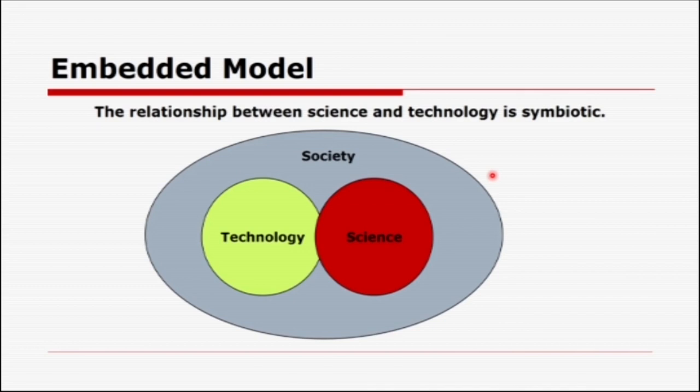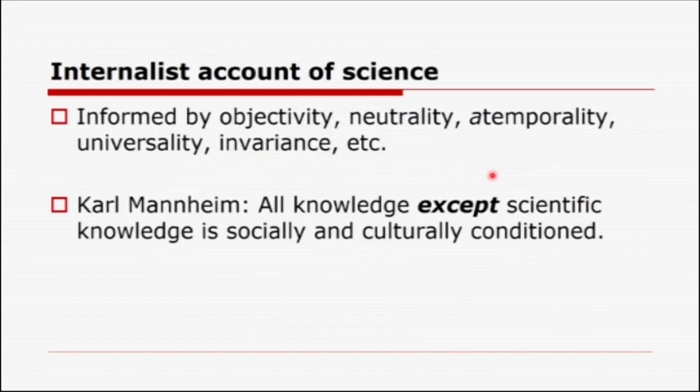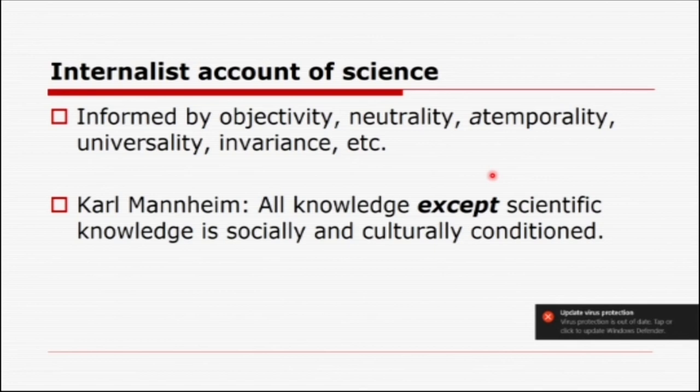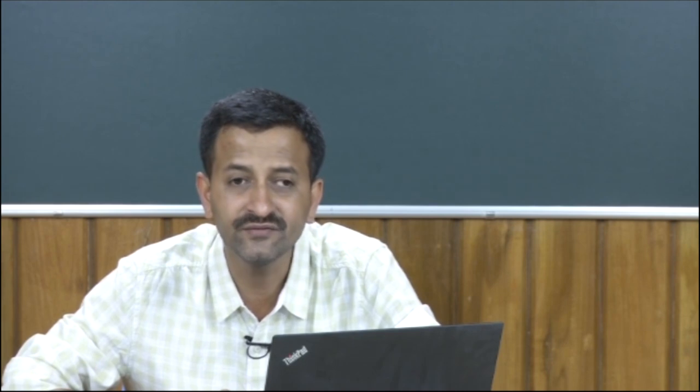There, the two forces of production, namely science and technology, are very much a part of society. Okay. If you look at the first two models, linear and interactionist, they exhibit the internalist account of science, which is informed by objectivity, neutrality, atemporality, universality, invariance and so on.